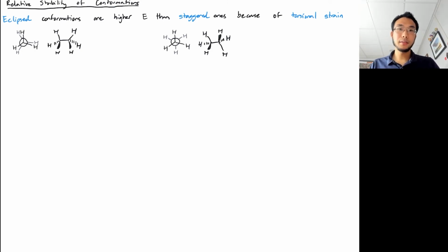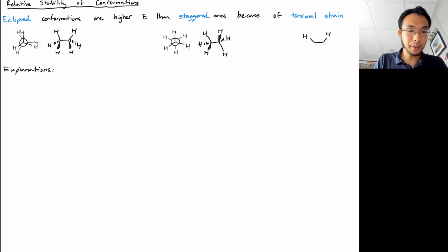The reason for this difference in energy is attributed to torsional strain. Torsional strain is this idea that when you have two groups eclipsed like so, that just has an increased amount of energy. We call that increased amount of energy torsional strain. To understand the origin of this torsional strain, there's a lot of different explanations that people use. We'll focus on two of these.